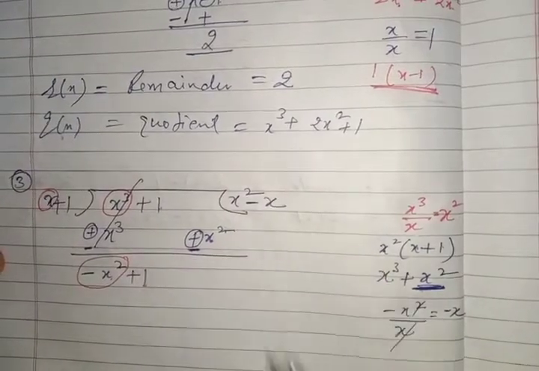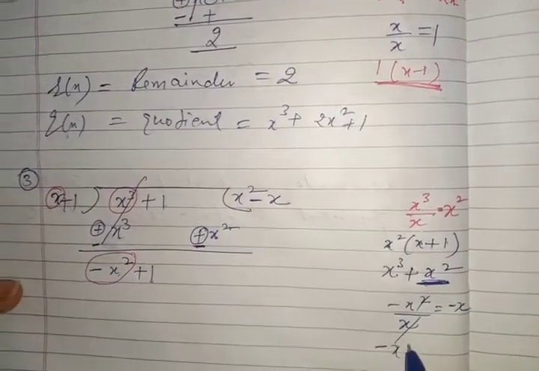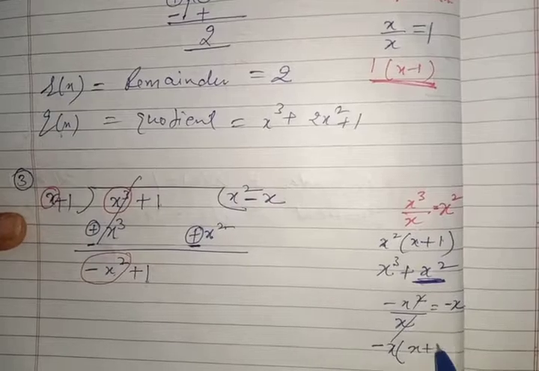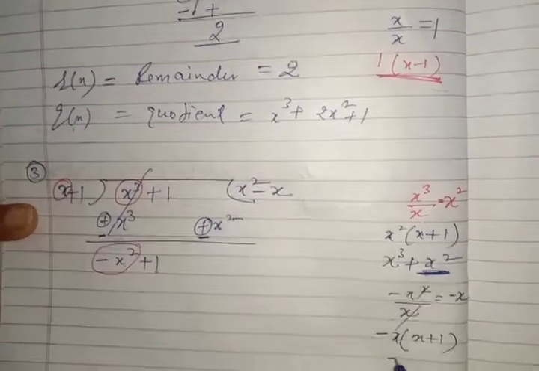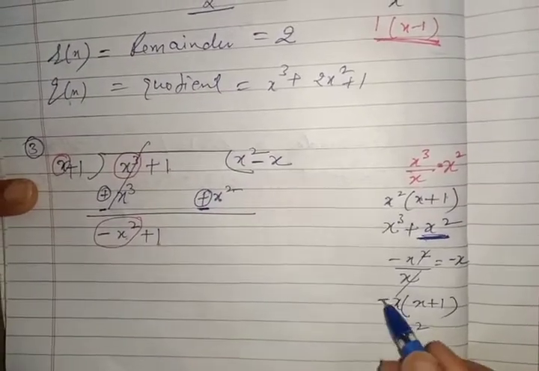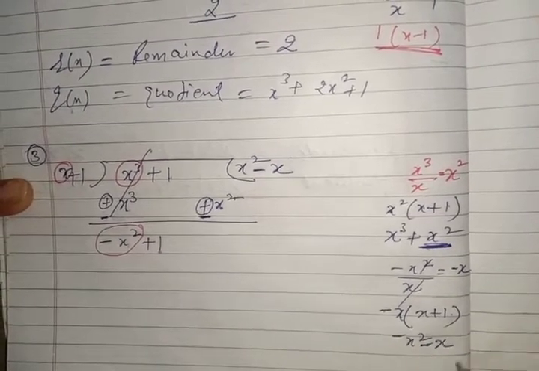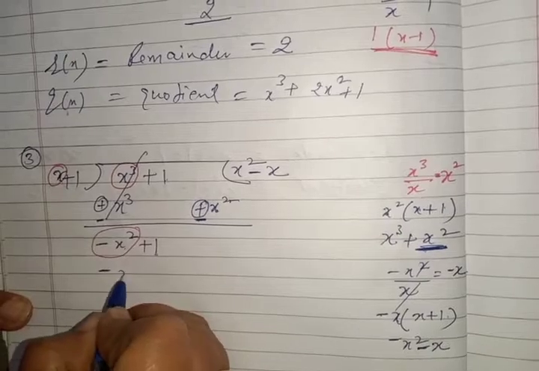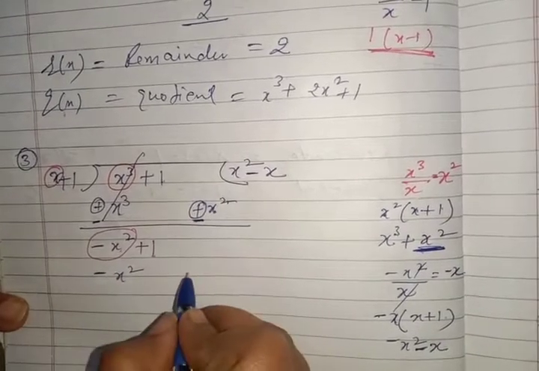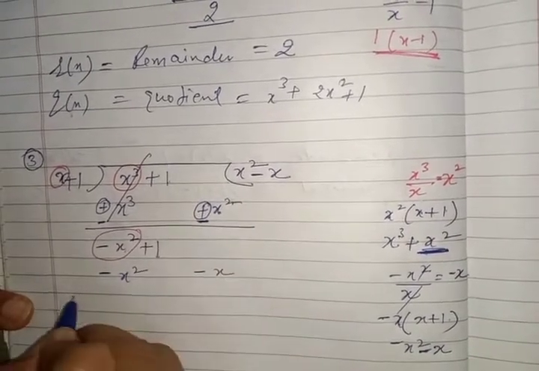We have got quotient minus x. Multiply this minus x with the whole x plus 1. Minus x into x is minus x square. Minus plus is minus. X ones are x. Right here, minus x square. Now no term of x. We will write it separately.